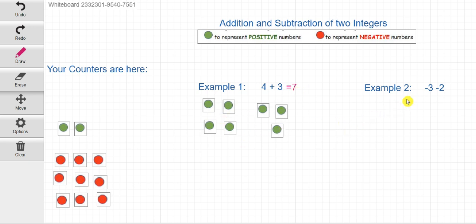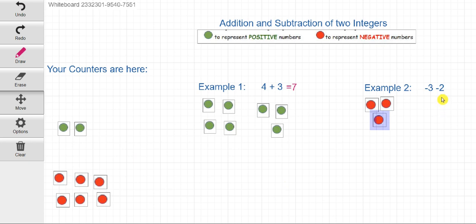Now let's take a look at example 2. Example 2 says negative 3 minus 2. Negative 3 minus 2. What are the signs for each of these digits? Yes, you got it right. The 3 is negative and the 2 is also negative. So that means I'm going to be working with my red circles. Awesome, guys. So let's go ahead and represent negative 3 first. So that's 1, 2, and another one makes negative 3.